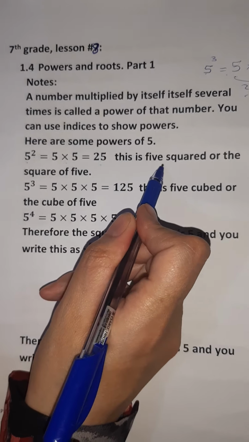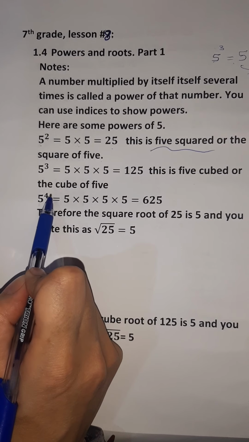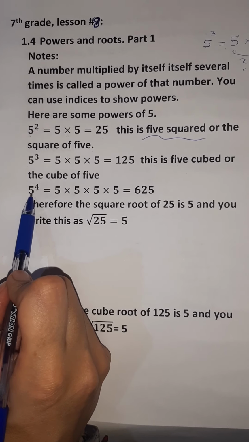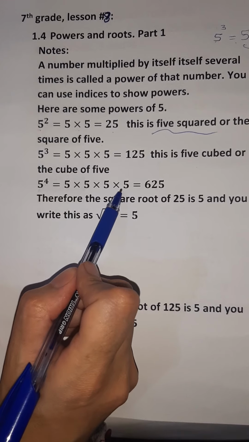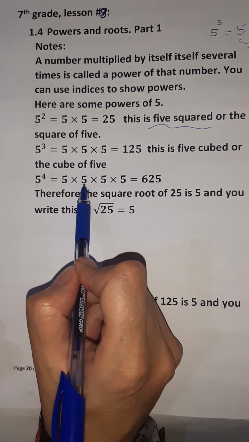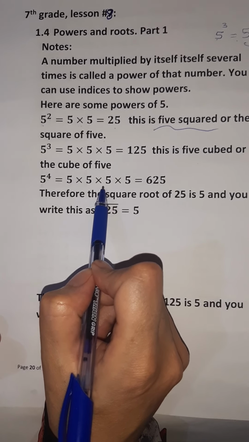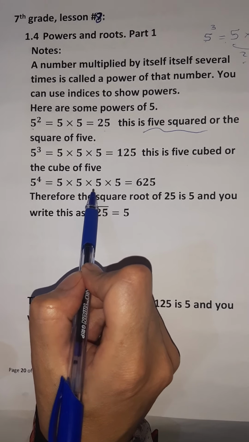5 to the power 4. Again, 5 to the power 4. 4 is the index. It means multiply 5 4 times. 5 times 5 times 5 times 5 equals 5 times 5 is 25, times 5 is 125, times 5 is 625.